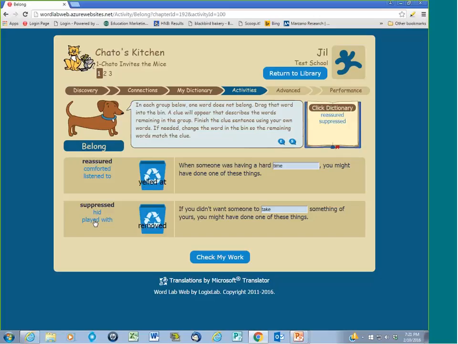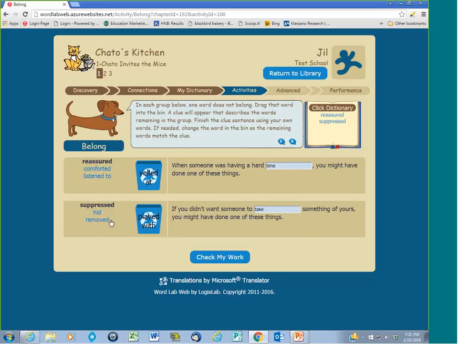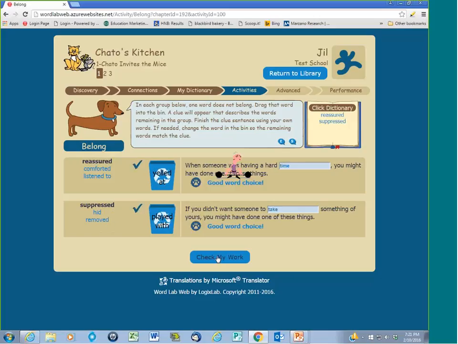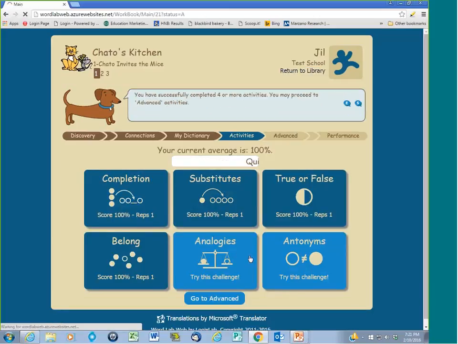Well, if you play with it, I think that's what I want to get rid of, because if you didn't want them to take something, you would have suppressed it or removed it. That works better. So you can change your mind. Now, you're only scored on whether you put the right word in the recycle bin. Your word choices here sometimes match and sometimes don't, but you're not scored for that.